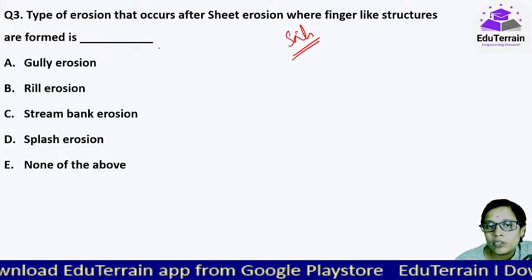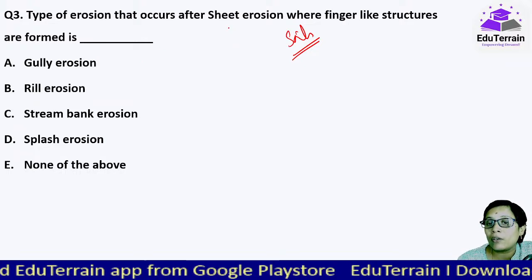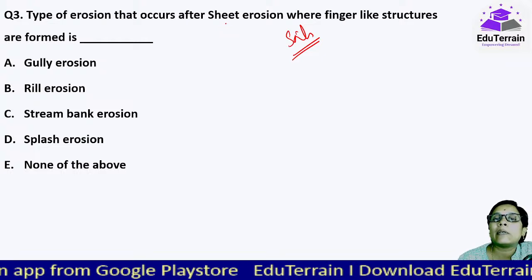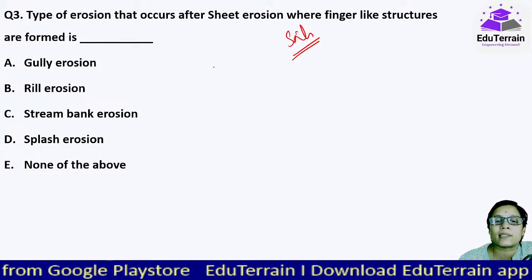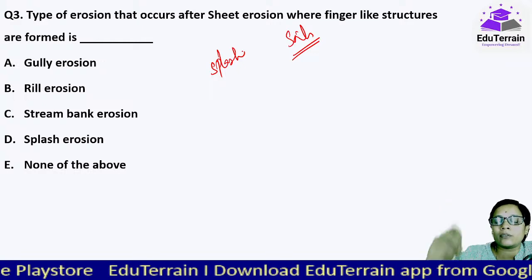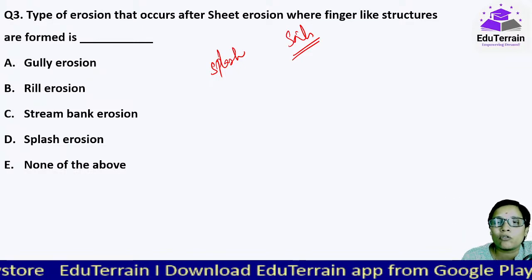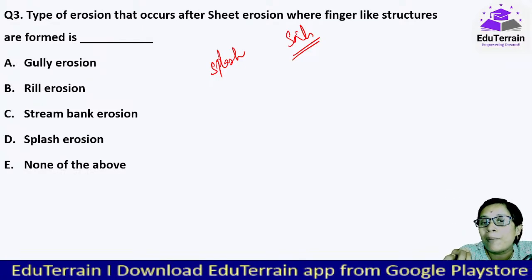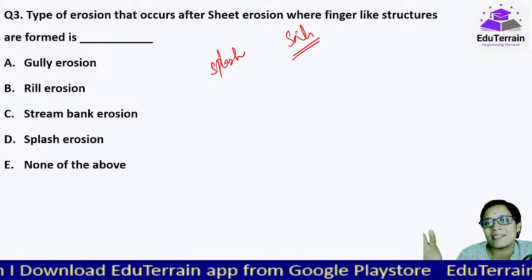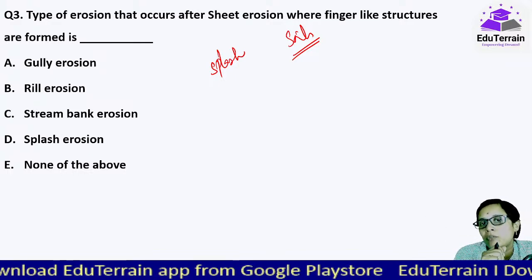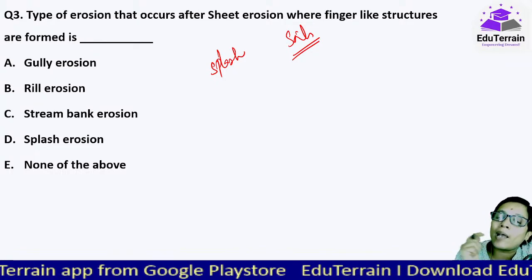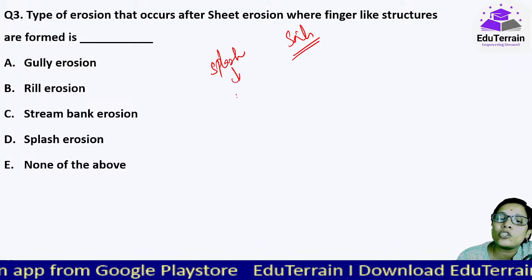Type of erosion that occurs after sheet erosion where finger-like structures are formed. When we talk about erosion, there are degrees of erosion, how it all starts. First it would be splash erosion. What is splash erosion? Just a drop of water falling, that is rainfall, etc. Because of that impact, the soil particles along with the water splash, thereby loosening up the soil. If this goes unchecked, that will lead to sheet erosion.